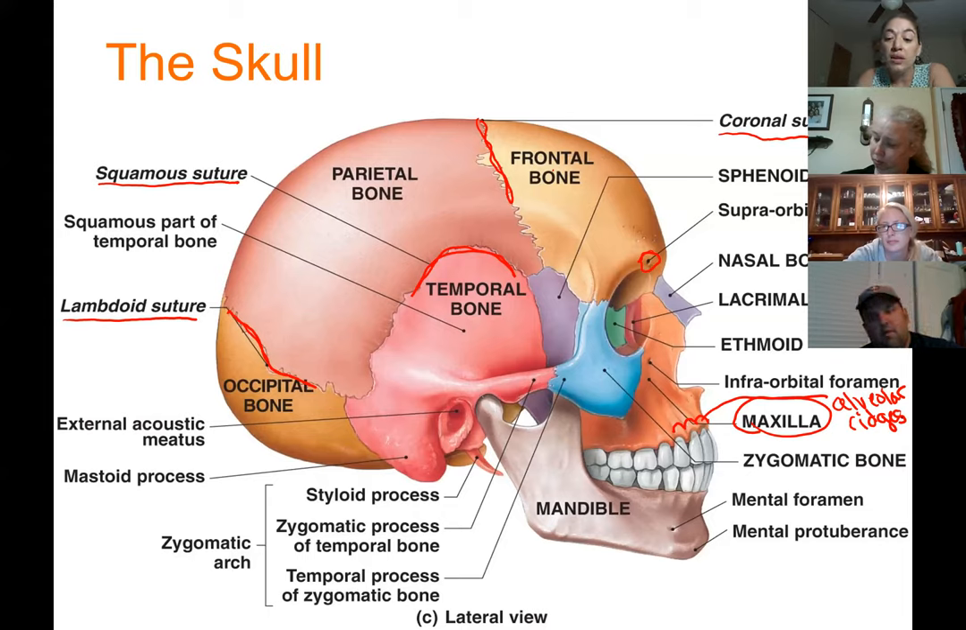So looking at the mandible, there's a couple features on this area that we can look at. So here's our mandible. The mental protuberance is the pointy part of your chin. And then on either side of your chin, you may or may not be able to feel that, is a mental foramen. And the mental foramen is another place where you have vessels and nerves that are exiting.